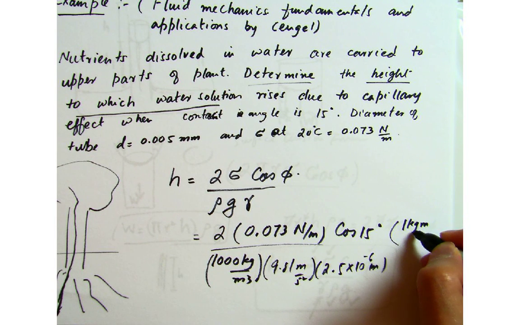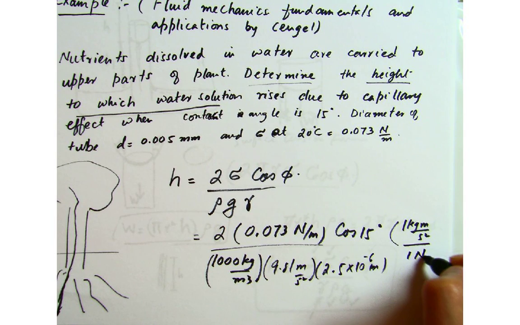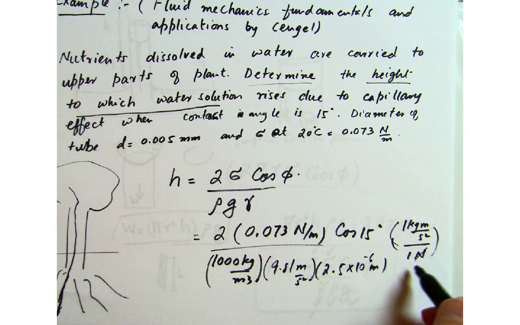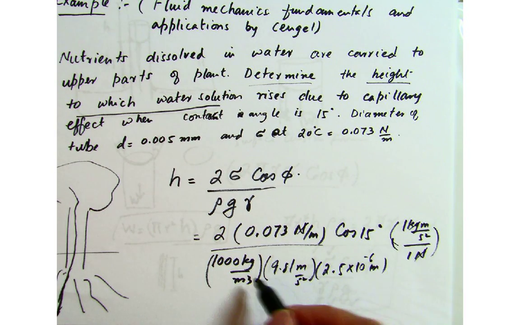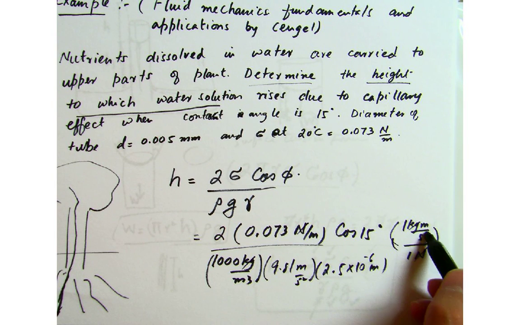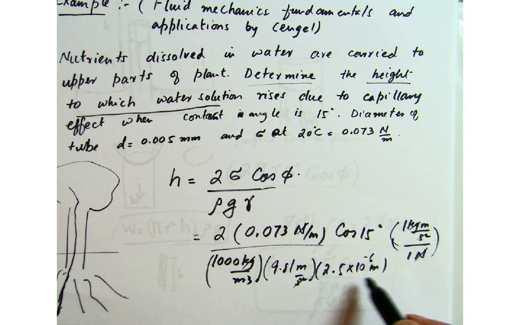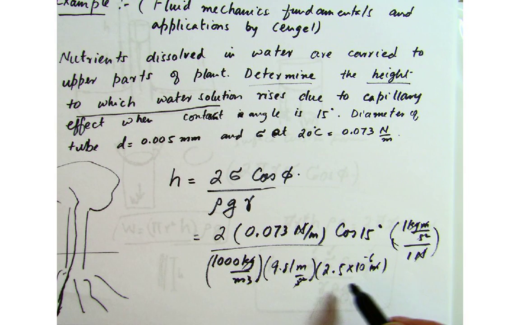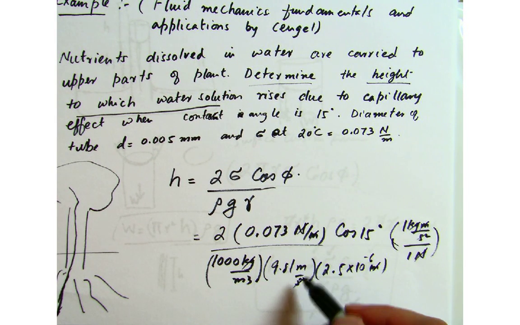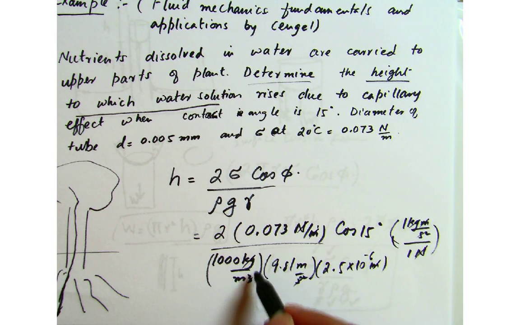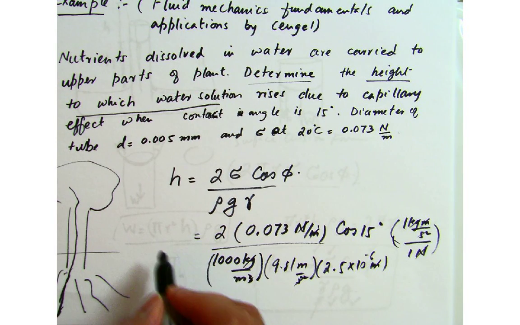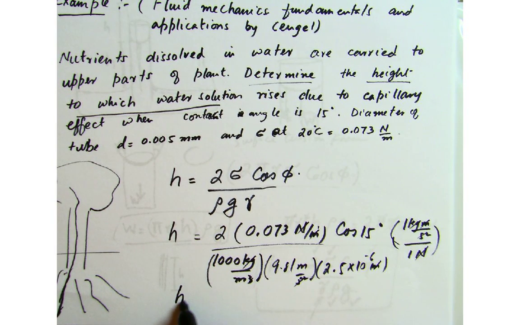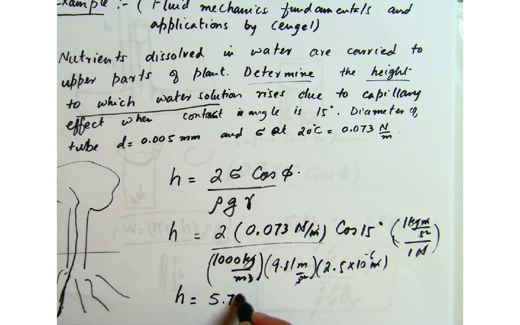So 1 kg meter per second squared is also the same as 1 Newton, just to cancel this Newton force. Then kg cancels with this, second squared cancels with that. Then we have meter that cancels with this meter, and then this meter multiplies together and cancels out with this. So in the end we are only left with meter as a height, which will be 5.75 meters.